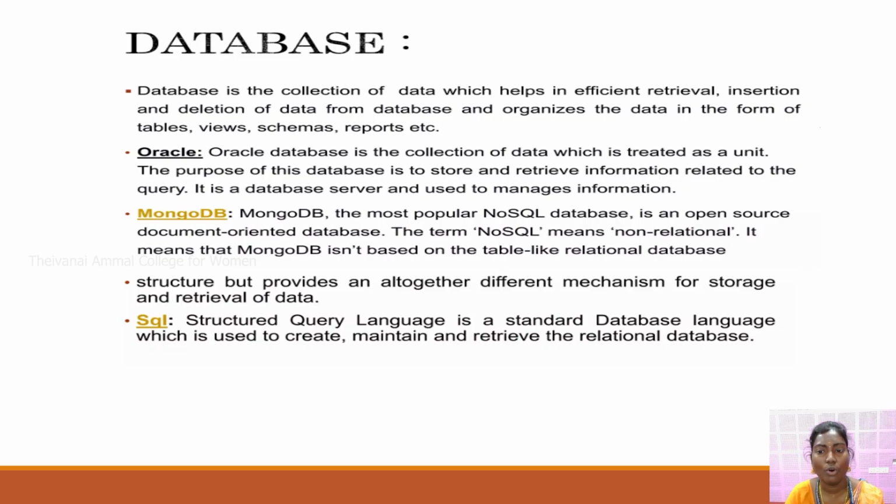Next is MongoDB. MongoDB is the most popular NoSQL database, and it is an open source document oriented database. NoSQL means non-relational structured query language. This means MongoDB is not based on table-like relational database structure, but provides an altogether different mechanism for storage and retrieval of data. Next comes SQL, structured query language. It is a standard database language which is used for creating, maintaining and retrieving relational databases.